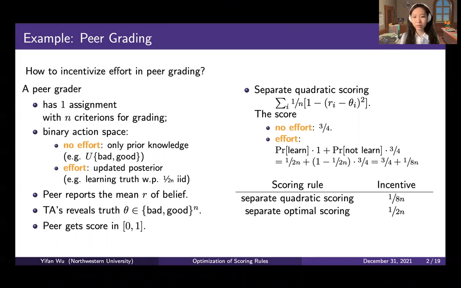Even if we use the separate optimal scoring, that is, we give separate scores across the dimensions and sum together, but we use the optimal one, the incentive is still as small as 1/2n. In our paper, we propose an optimal scoring rule that can give a constant incentive.